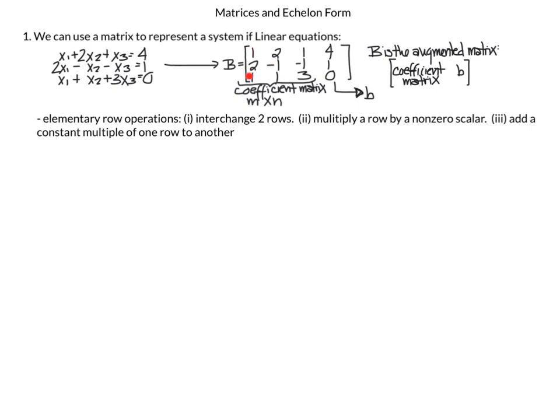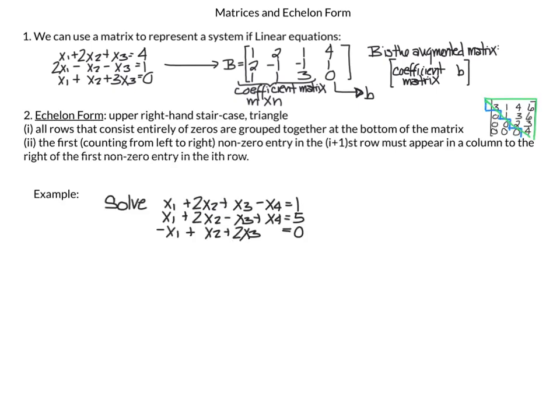And again, this should all be familiar, because the operations are the same: essentially we're just representing this system of linear equations with this matrix. So the operations we do will be the same. And we are going to use those row operations to get our matrix in echelon form. Roughly speaking, echelon form means we have an upper right-hand staircase or triangle.